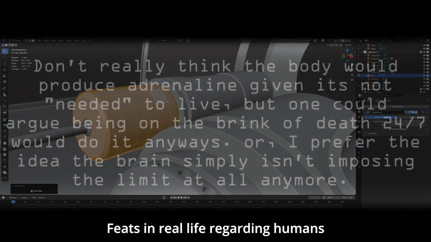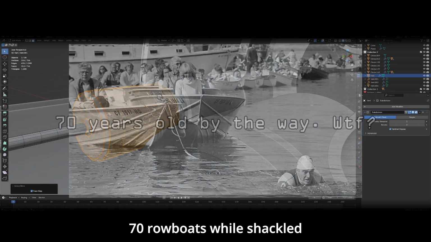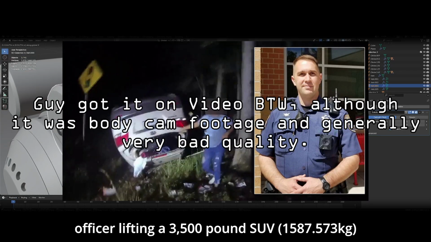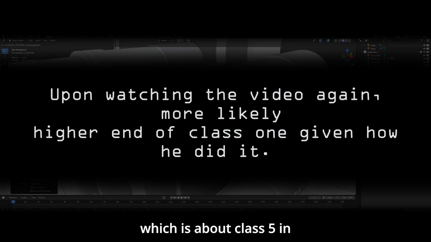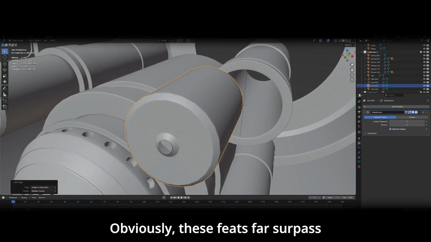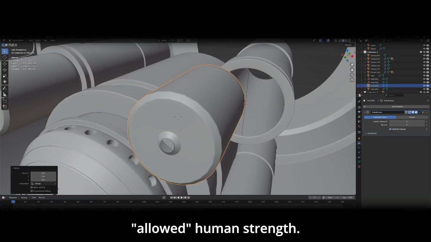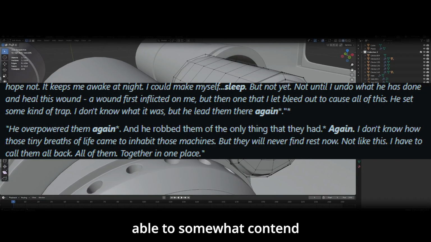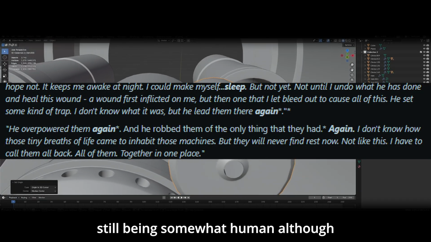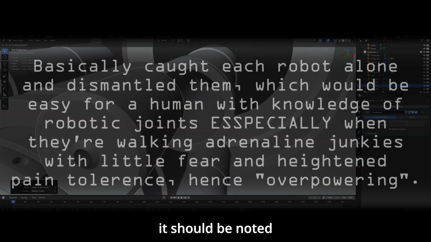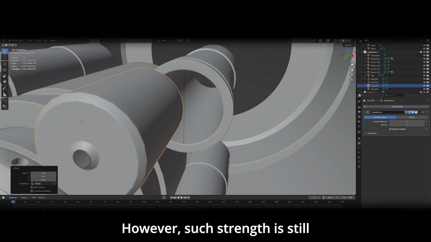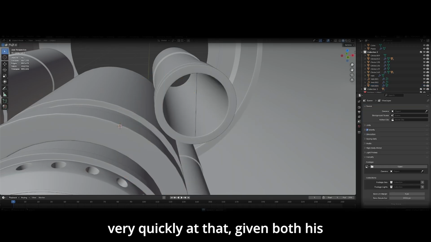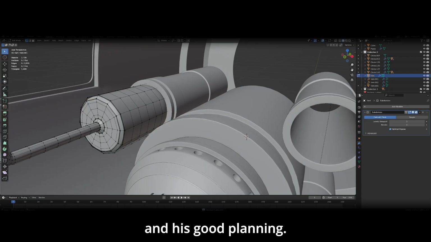Feats in real life regarding humans on adrenaline include people towing 70 rowboats while shackled and handcuffed, and this police officer lifting a 3,500-pound SUV, which is about class 5 in terms of lifting strength. Obviously, these feats far surpass quote-unquote allowed human strength. This allows characters like William Afton, for example, to be able to somewhat contend with the originals in combat while still being somewhat human, although it should be noted that they were off guard. However, such strength is still enough to pull apart a robot by its weaker joints, and even very quickly at that, given both his supernatural levels of willpower and his good planning.